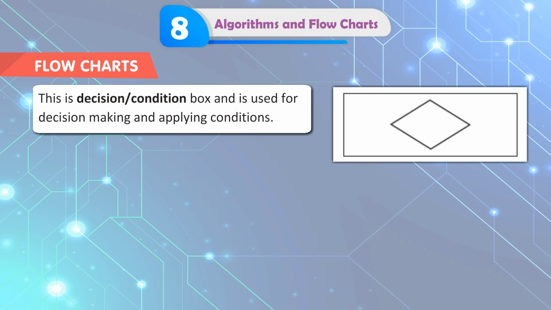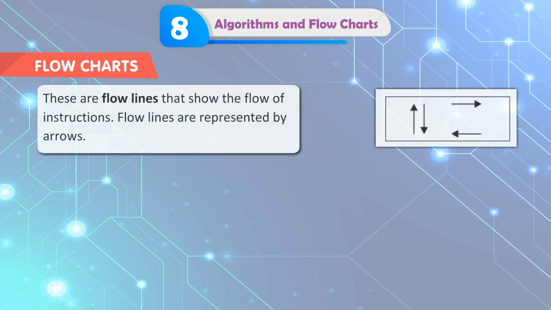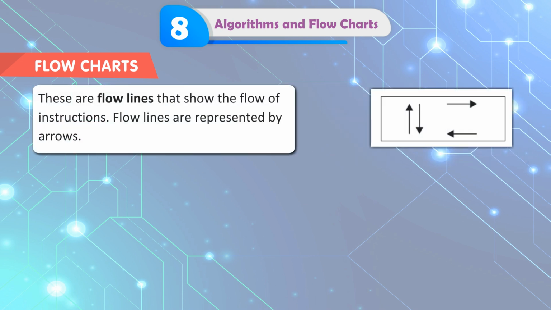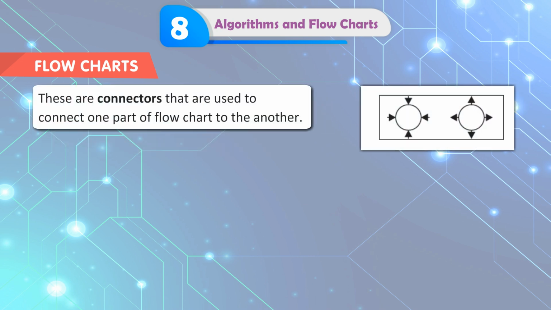This is the decision or condition box and is used for decision making and applying conditions. These are flow lines that show the flow of instructions. Flow lines are represented by arrows. These are connectors that are used to connect one part of a flowchart to another.